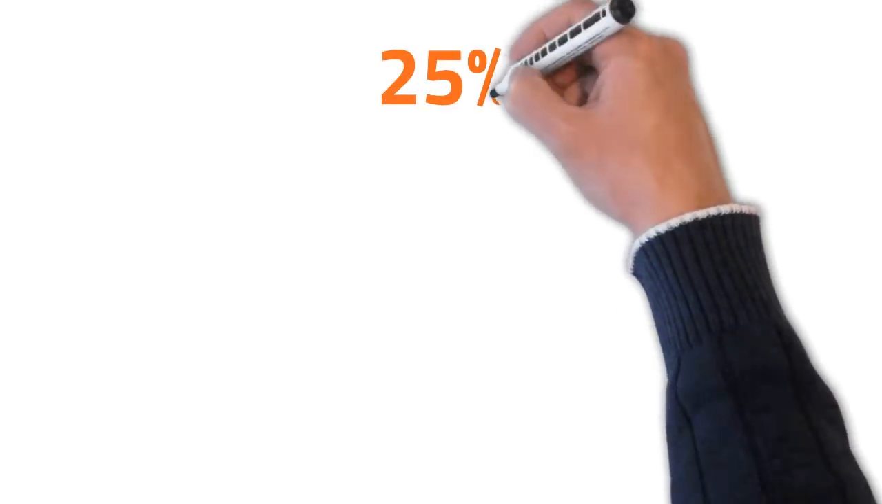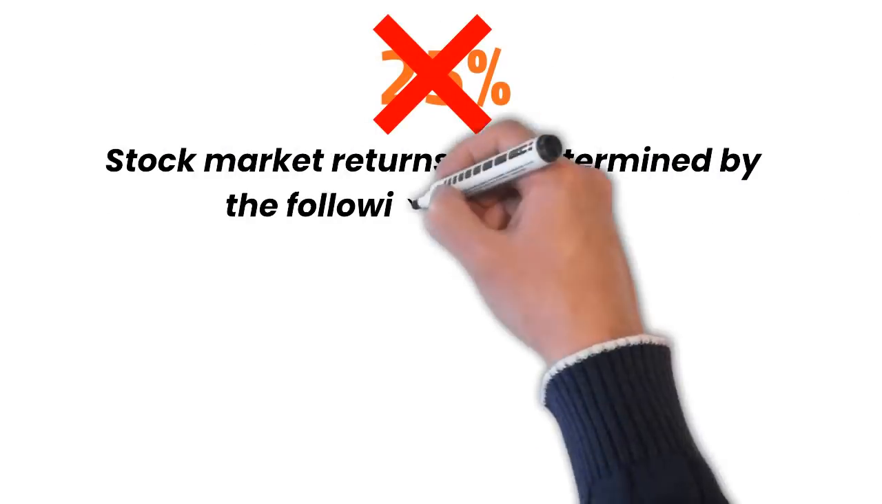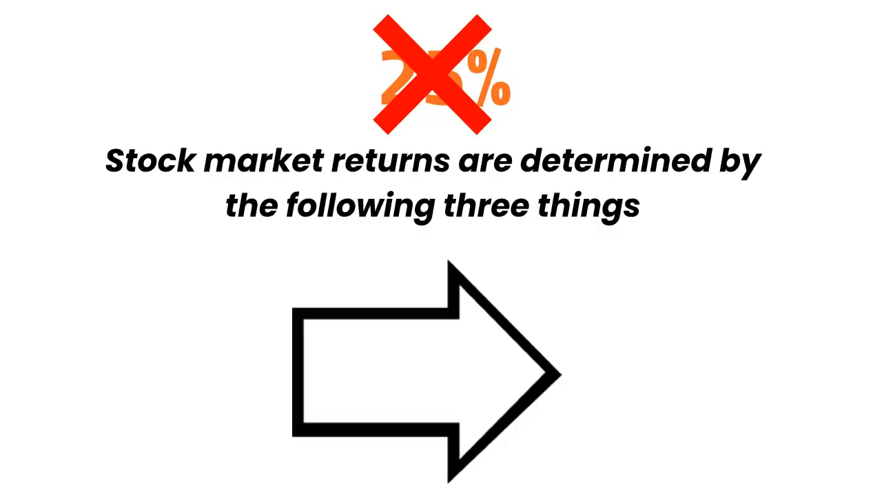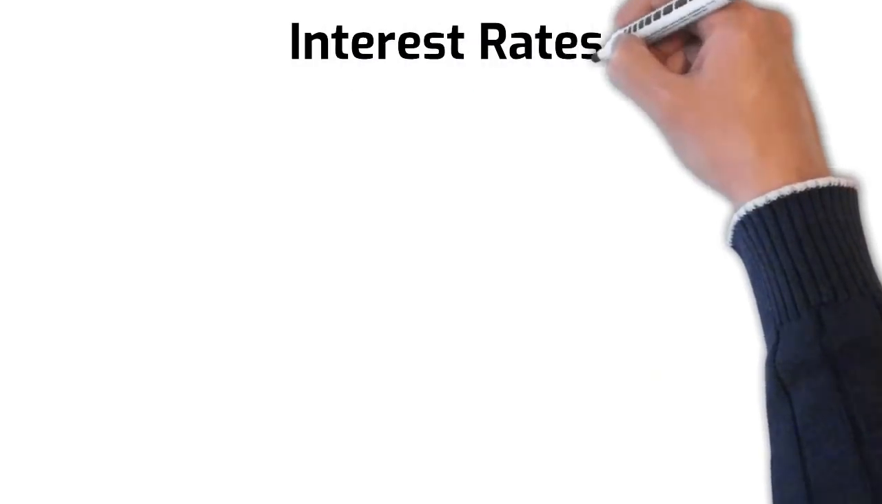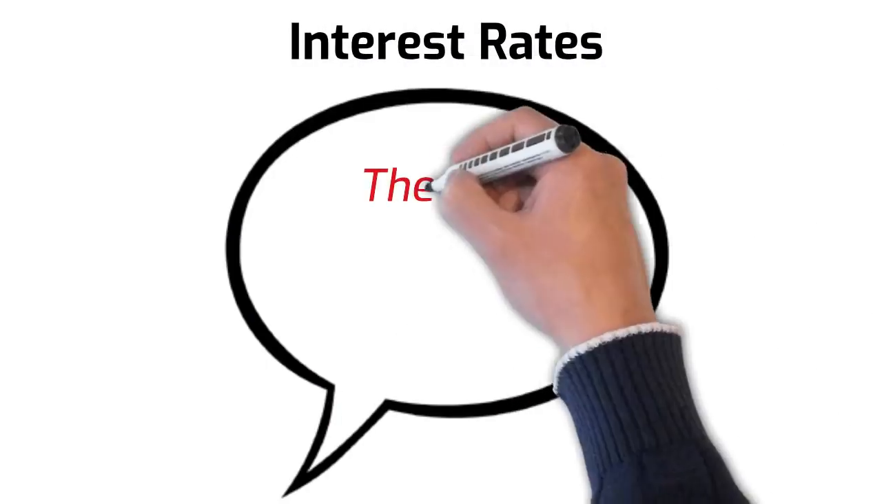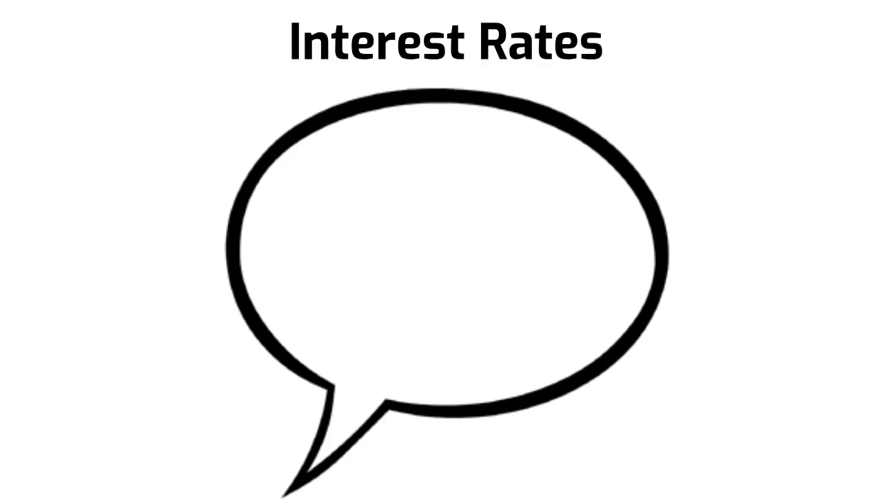To grasp why the Buffett indicator has been a good gauge of future stock market returns, you have to understand the reason stocks can't rise 25% or more a year forever. This is because over the long term, stock market returns are determined by the following 3 things. 1. Interest rates. Interest rates act on financial valuations the way gravity acts on matter. The higher the interest rate, the greater the downward pull.